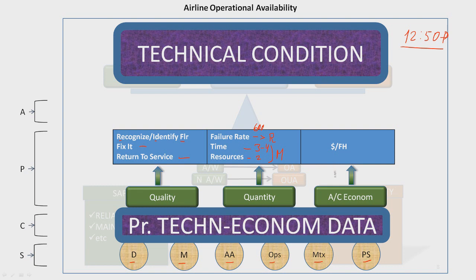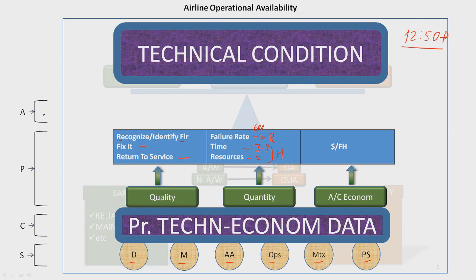And the last group, aircraft economics. How much does it cost, or price per flight hour, or dollars per flight hour, or euros per flight hour? Now, definitely, these groups are not limited to these 7 items, but I think these are the major contributors from a technical availability perspective. Okay?